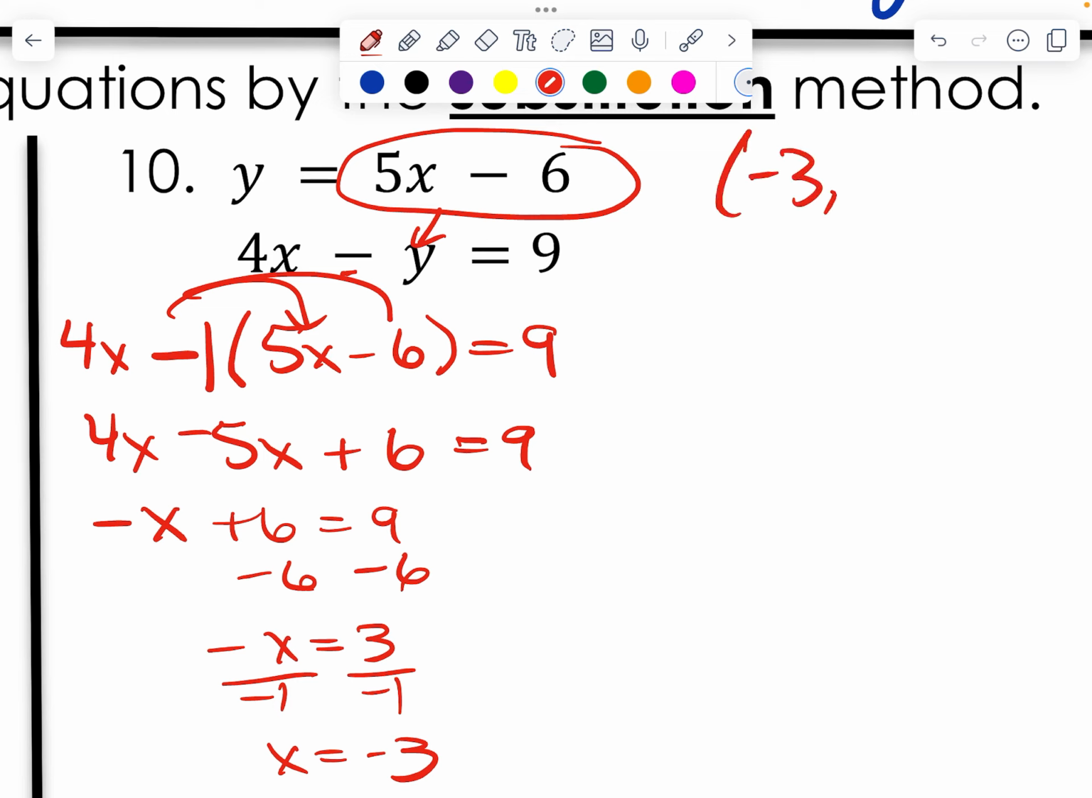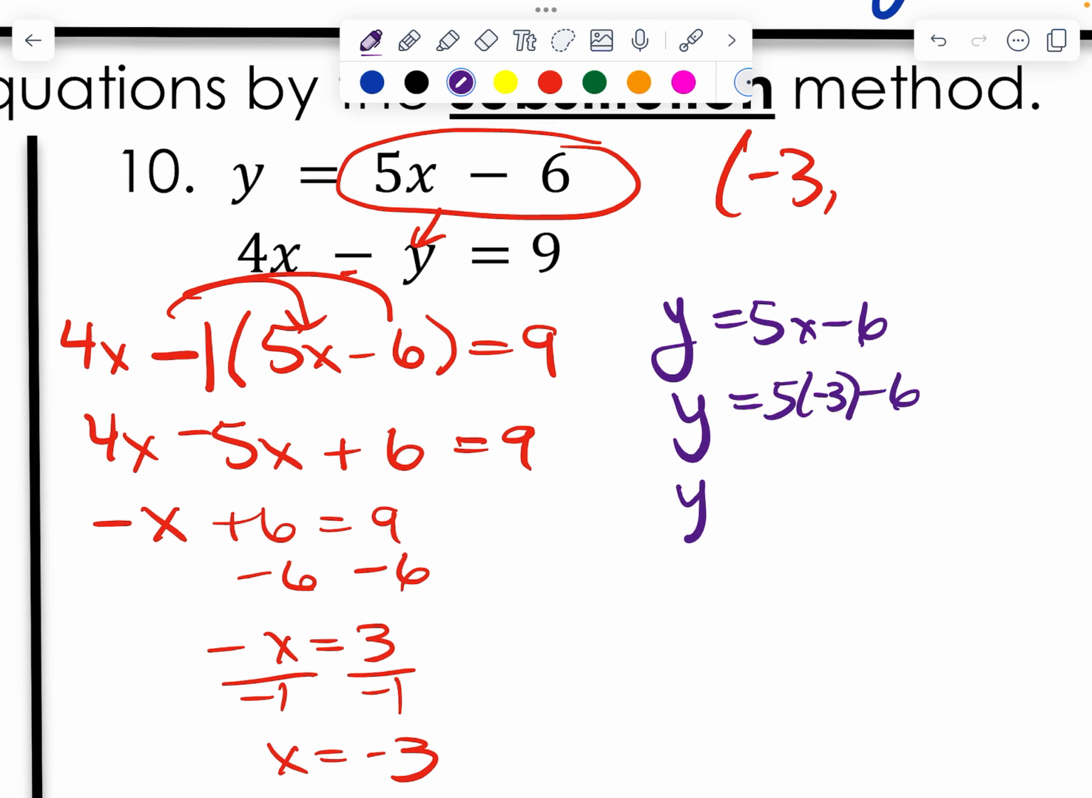So I take that and I plug it back into the original equation. So 5 times negative 3 minus 6. That'll get me negative 15 minus 6, which would be negative 21.